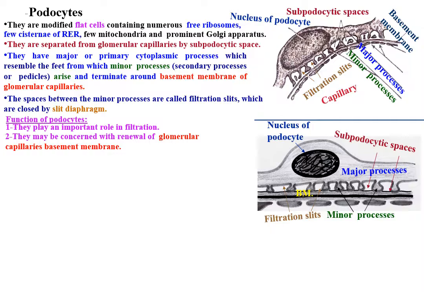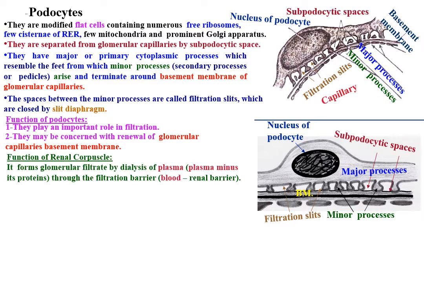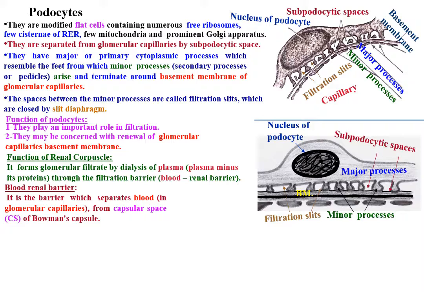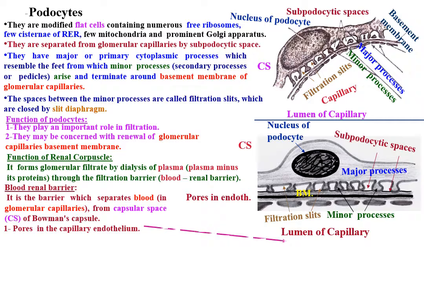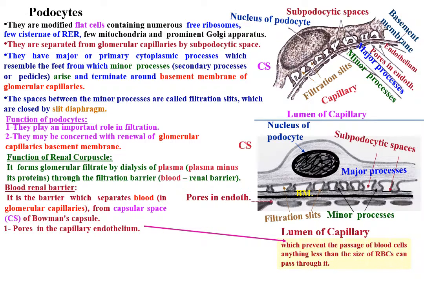Function of the renal corpuscle. The renal corpuscle forms the glomerular filtrate by dialysis of the plasma, plasma minus its proteins, through the filtration barrier, the blood-renal barrier. The blood-renal barrier is the barrier which separates the blood in the glomerular capillaries from the capsular space of the Bowman's capsule. It consists of the pores in the capillary endothelium, which prevent the passage of blood cells; anything less than the size of RBCs can pass through it.